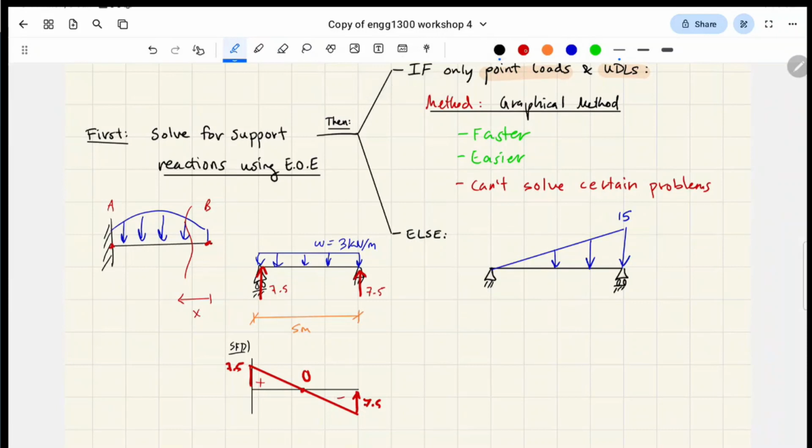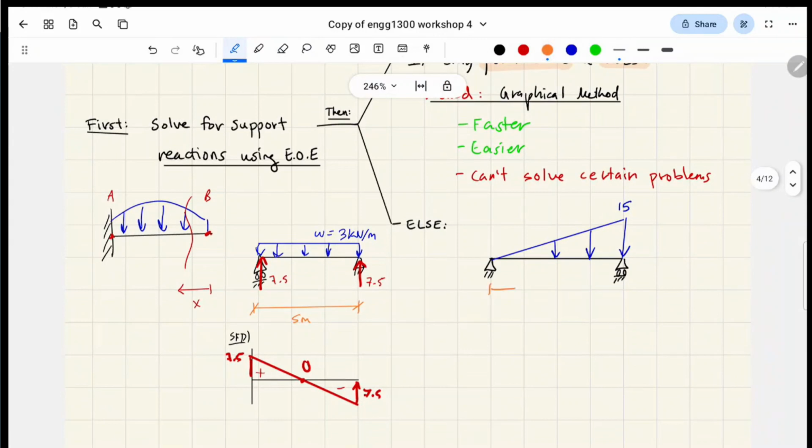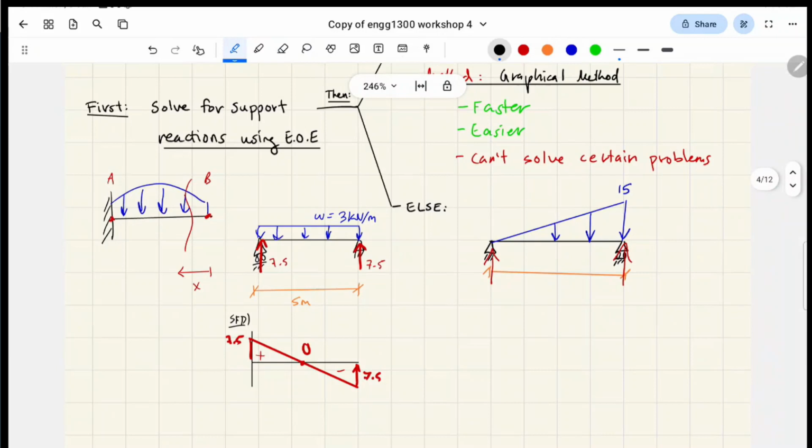And yeah, so here we'd actually have to solve for our supports, whatever that would be. I'm not going to do the calcs for this because it's just an explanation, but you solve the supports first, right? And then for your shear force diagram, it's going to look something like this.